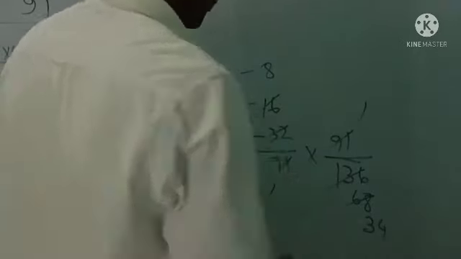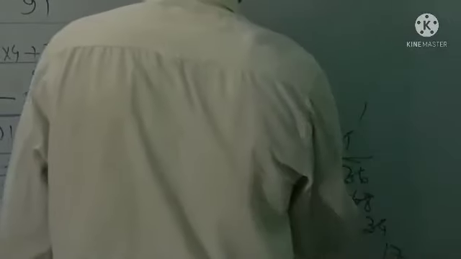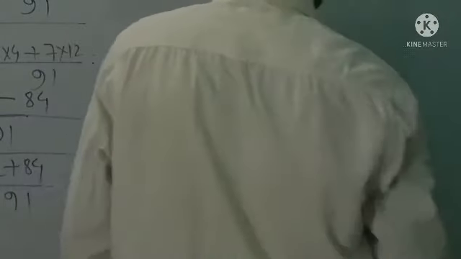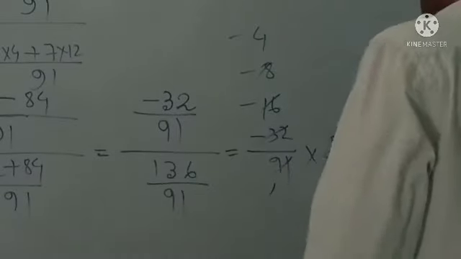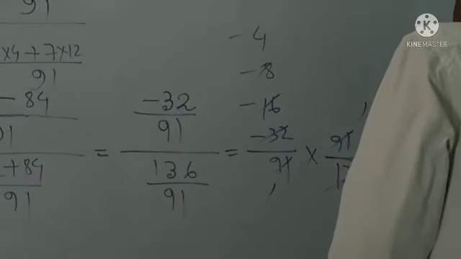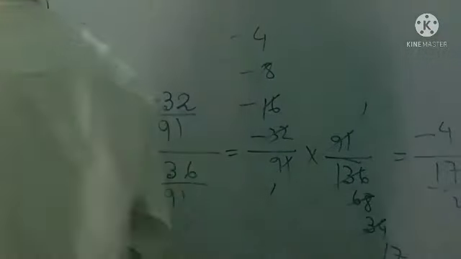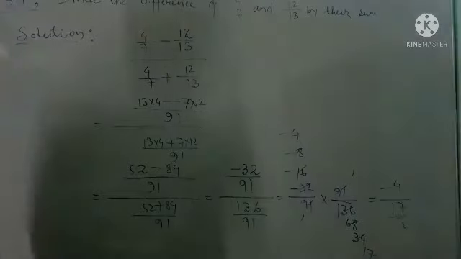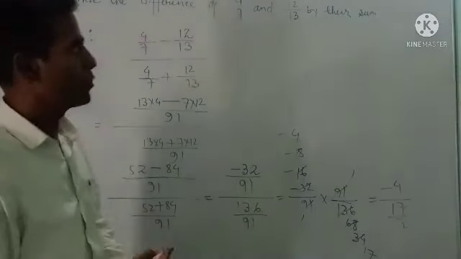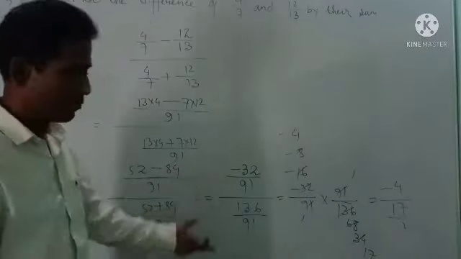Again we can divide by 2, 2 times 17 is 34, and 2 times 4 is 8, minus 4 by 17. So what we got? Minus 4 by 17. This is the solution for our question number 4. Divide the difference of 4 by 7 and 12 by 13 by their sum. It's a very simple question, nothing there to teach.